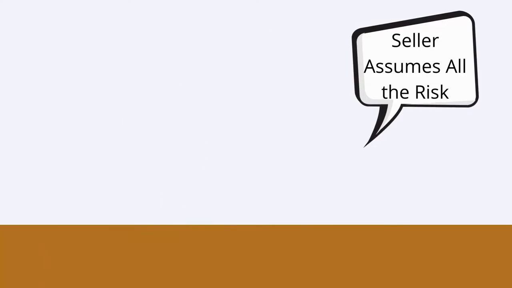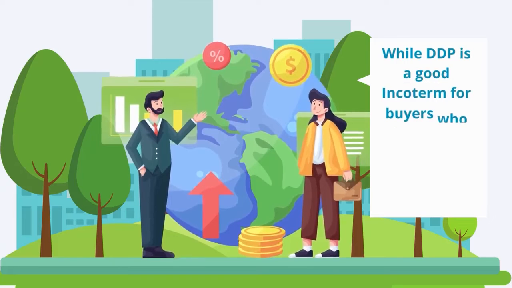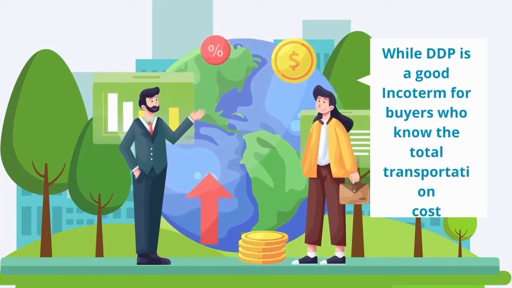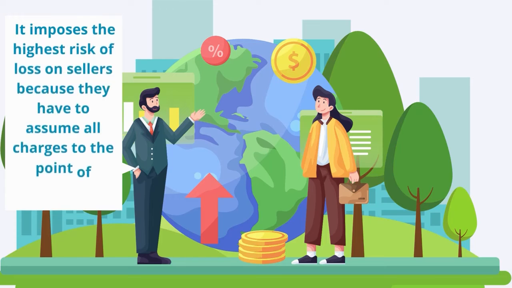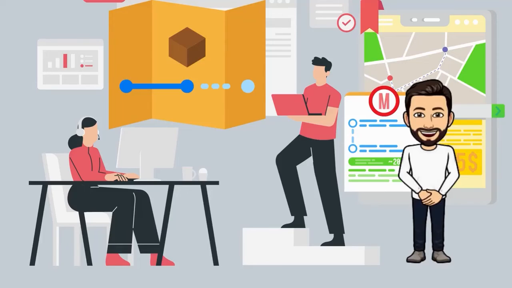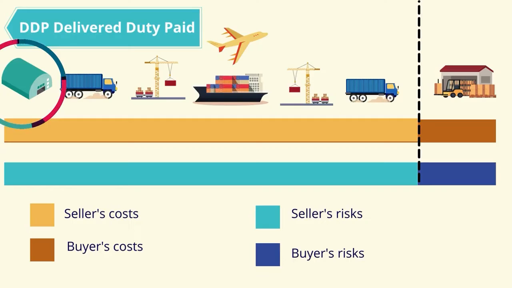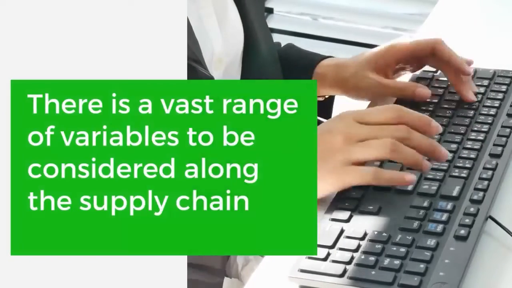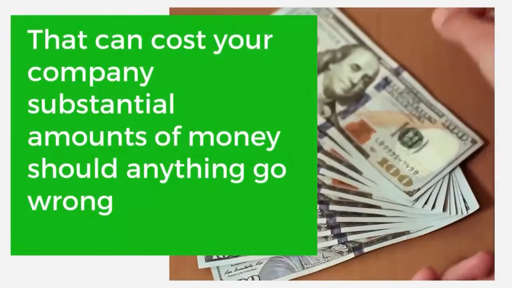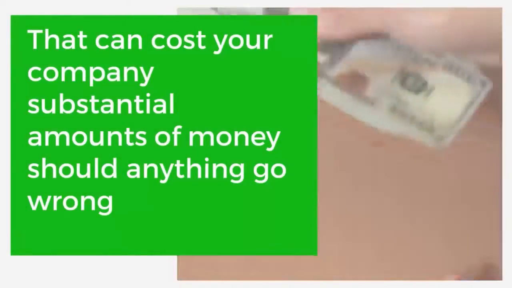Seller assumes all the risk. While DDP is a good Incoterm for buyers who want to know the total transportation cost, it imposes the highest risk of loss on sellers, because they have to assume all charges to the point of delivery. This does give the seller control over the shipment, but it also means they are responsible for the goods from the time of purchase until they reach their port of destination and are ready for unloading. There is a vast range of variables to be considered along the supply chain that can cost your company substantial amounts of money should anything go wrong.